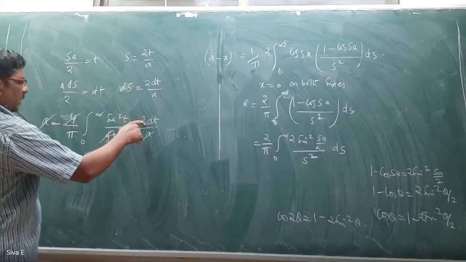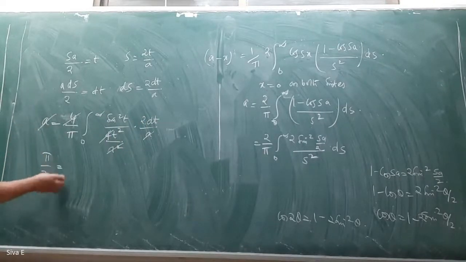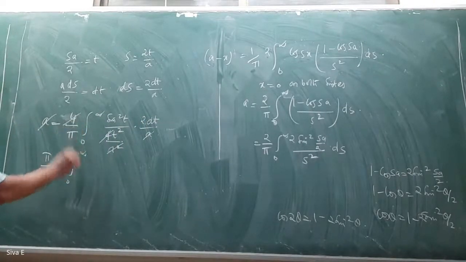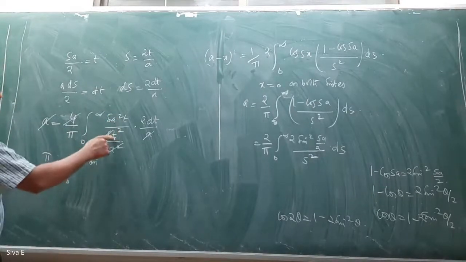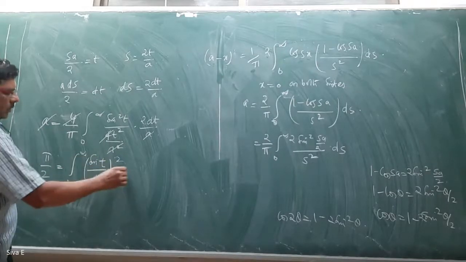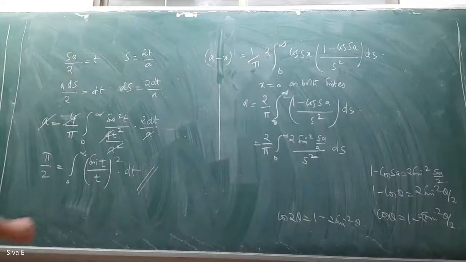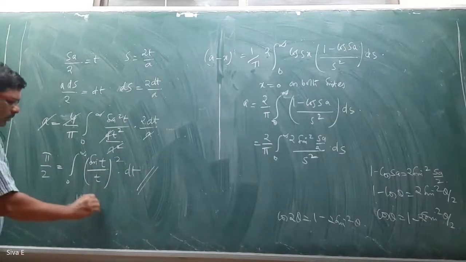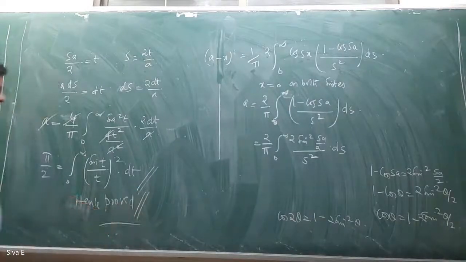This 2 is there, therefore cross multiplying, pi by 2 equals integral 0 to infinity sin square t by t square, which can be written as (sin t by t) whole square dt. Hence, proved. Okay.